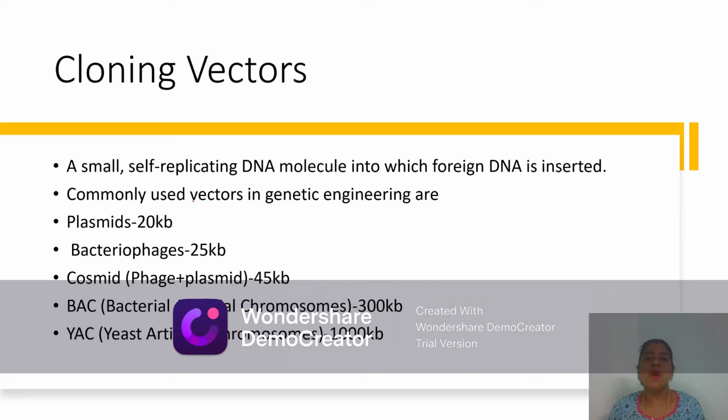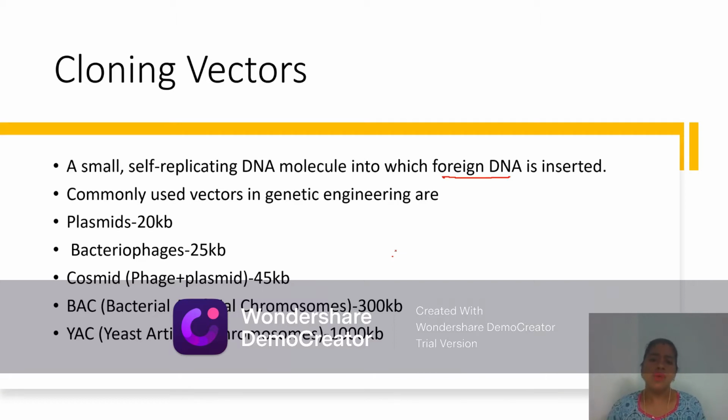Cloning means you are propagating something. So here what are you going to propagate? You are going to propagate your foreign DNA or the gene of interest. You want to multiply that particular copy of the gene. Understand? And for that you have to insert it into a vector. So that vector will help you carry it into the host cell. Wherever you want to multiply this particular gene, that gene will be carried by the vector. So that's the function of a vector.